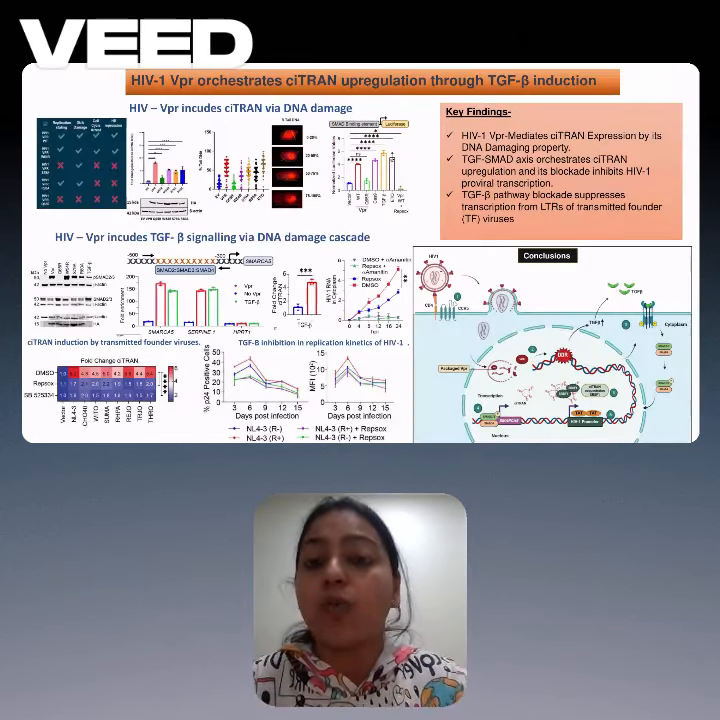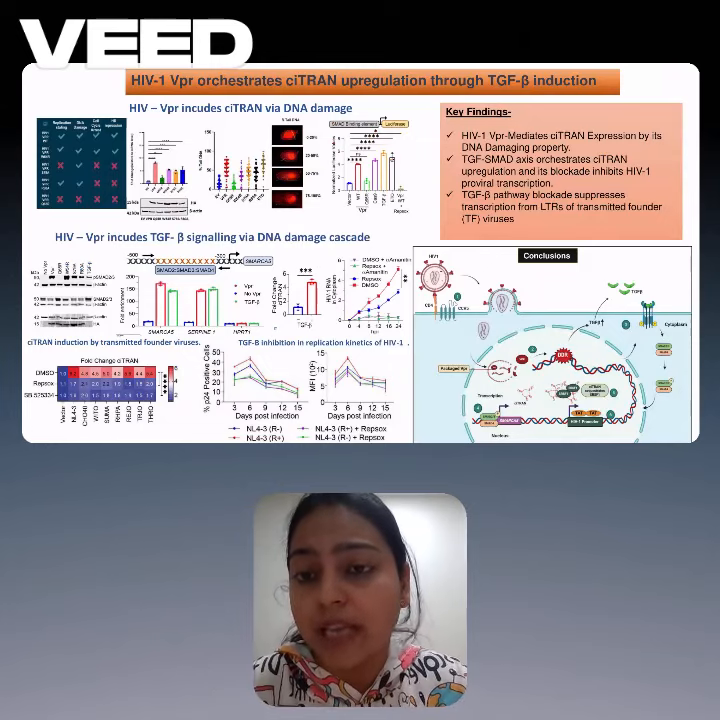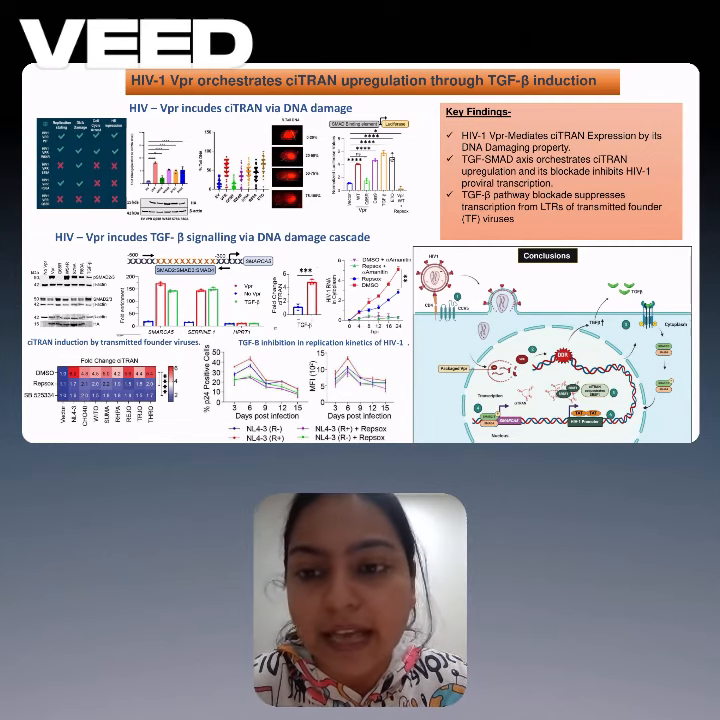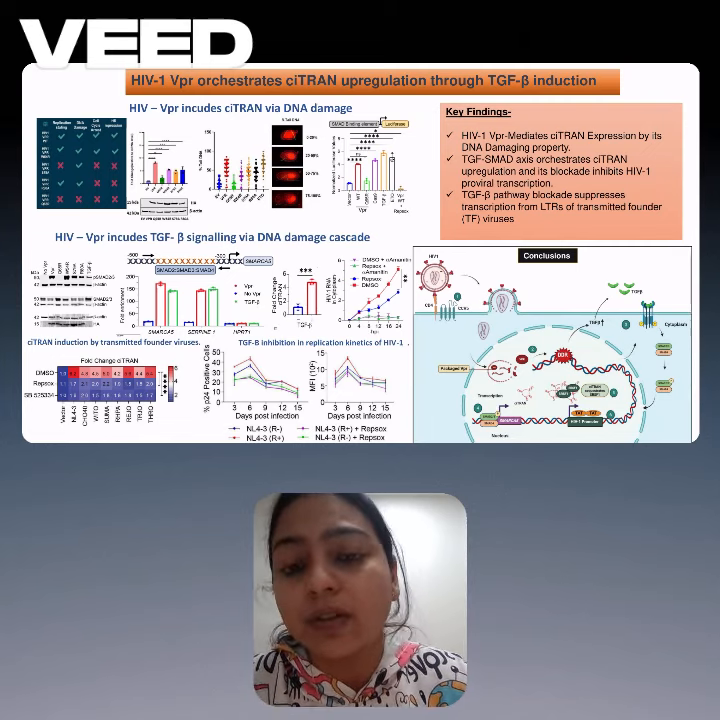We then determined the mechanism behind how HIV-1 Vpr was able to induce this circular RNA, and we found TGF beta behind the signaling cascade. This was further confirmed in the transmitted founder viruses as well.